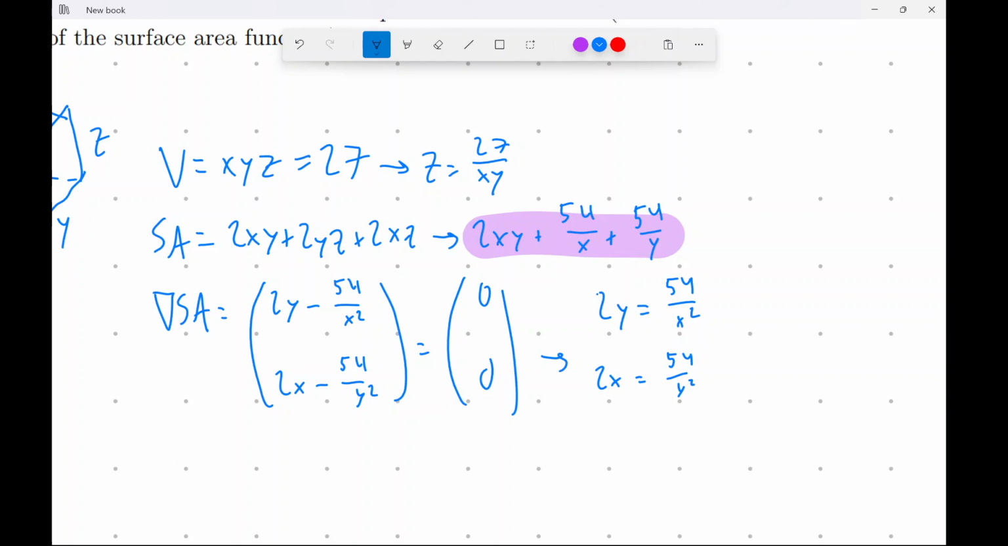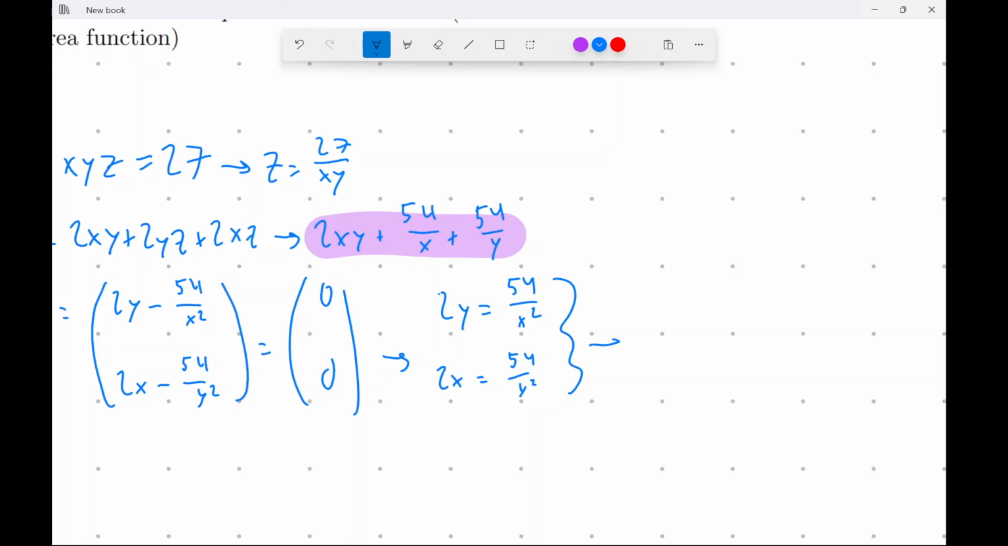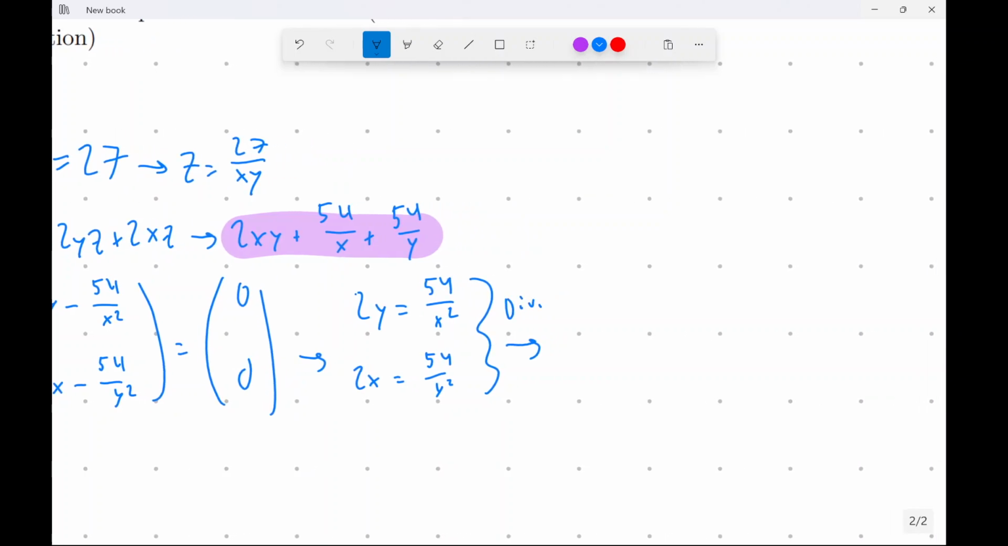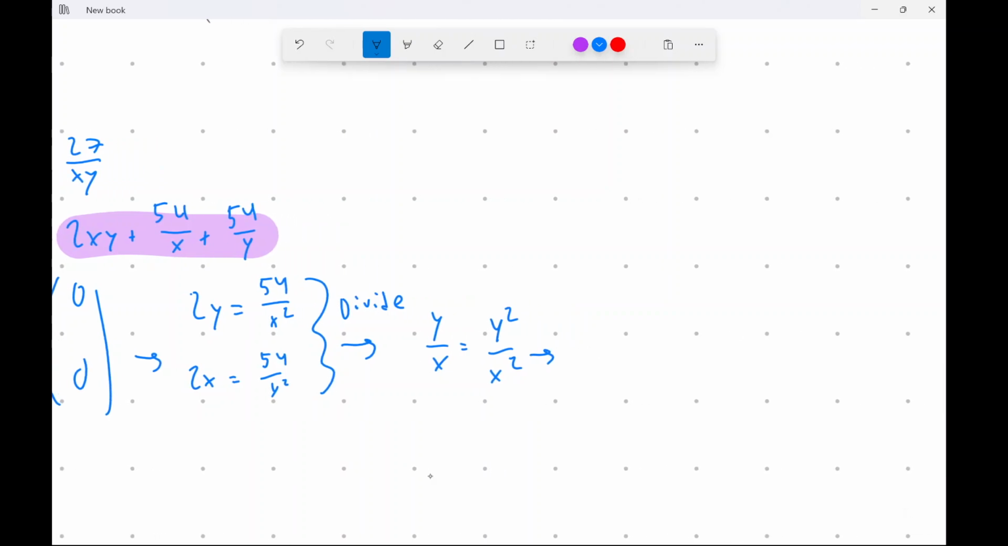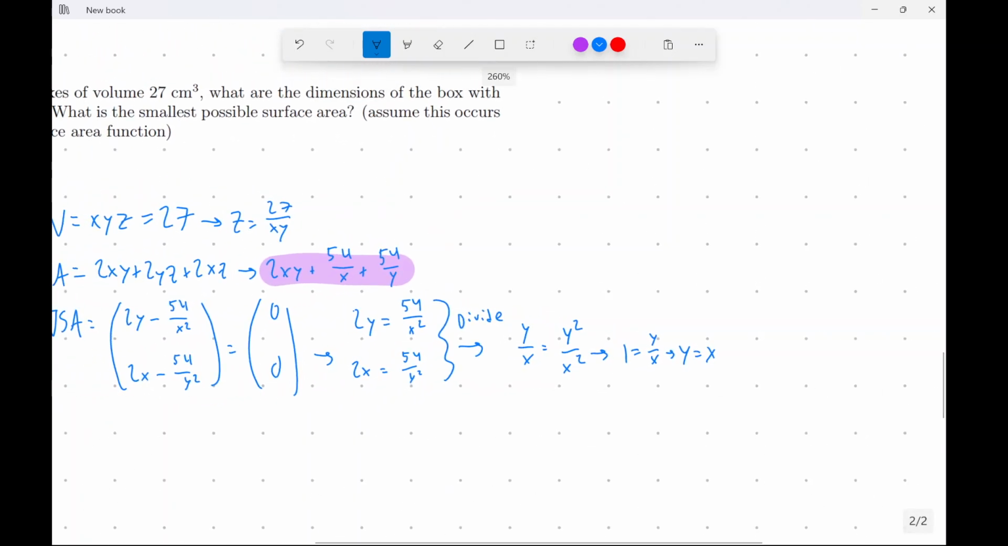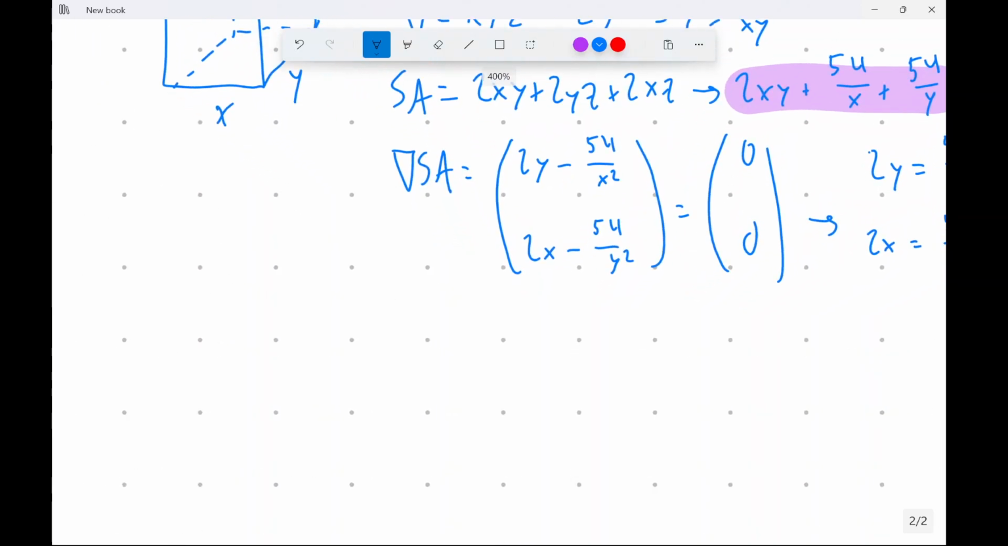And so I can go ahead and divide these two equations. When I divide them, I get that y over x is equal to y squared over x squared. Okay, and so then I cancel out a factor of these on both sides. I get that 1 is equal to y over x, and so then y is equal to x. All right, so I have that y is equal to x.